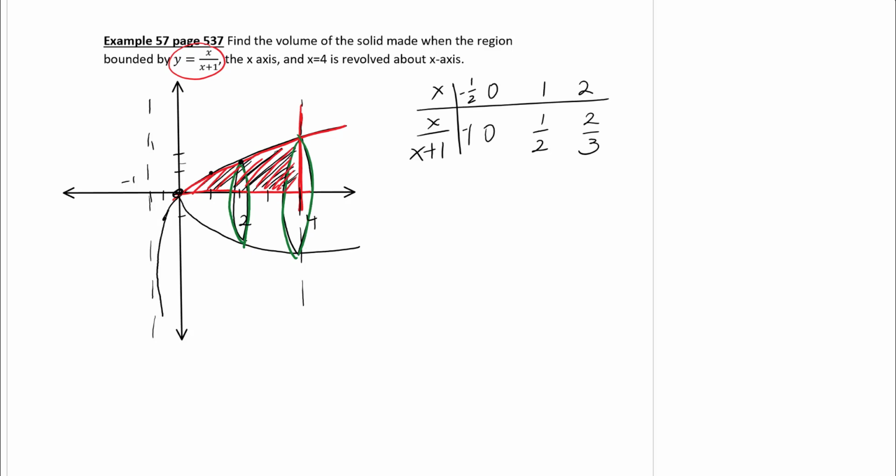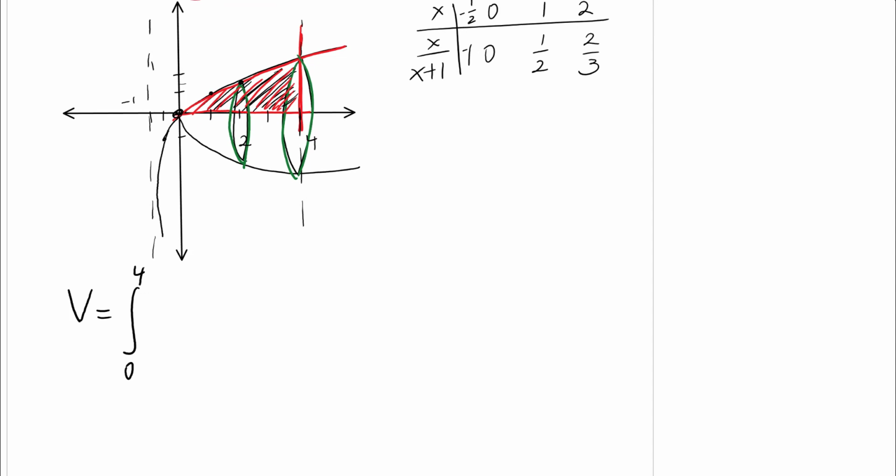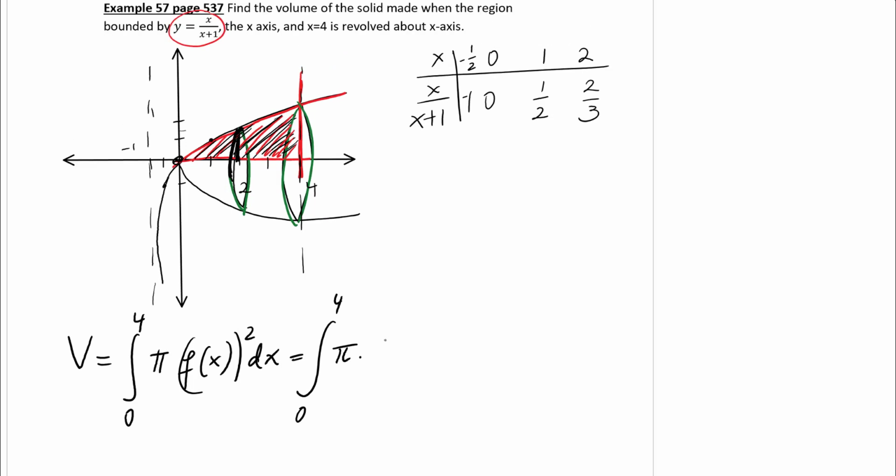Now in order to find the volume, we can use any of the methods that we learned. I'm going to use the disk method. So the volume is the integral from 0 to 4, which is pretty obvious from the graph, of... And now if we want to find the volume of one of these slices, it's the volume of a cylinder. So it's pi r squared. The radius is this distance, which is f of x, squared, dx. So in our case, it's going to be the integral from 0 to 4 of pi times f of x, which is (x over x plus 1) squared, dx.